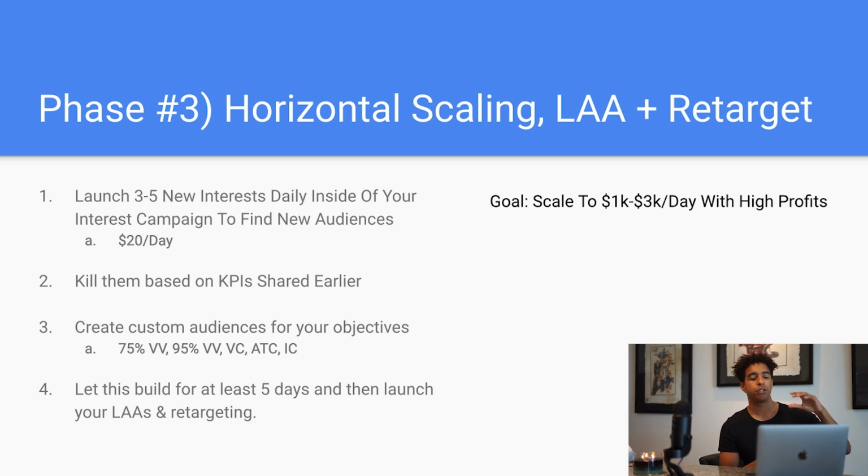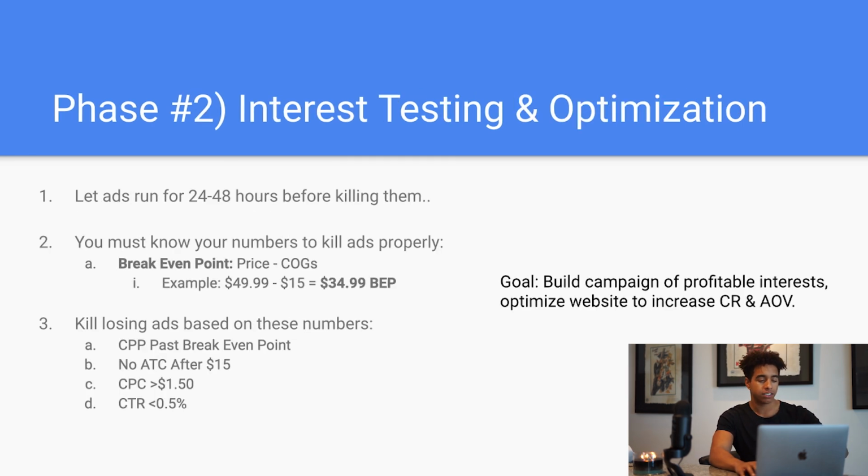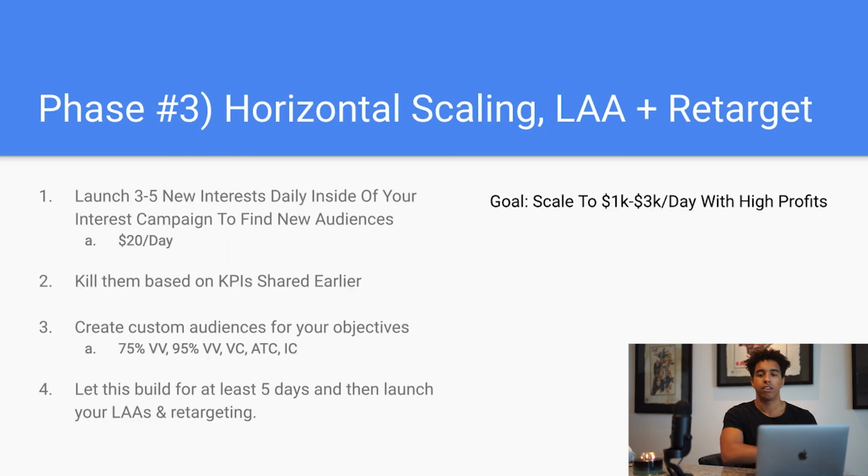So the next thing that you want to do is scale horizontally. This just means introducing more audiences into your campaign and launching it to more people. So what you want to do for this is launch 3 to 5 new interests daily inside of your campaign to find new audiences. And since you already know this product is selling well, set them at $20 a day because you want to kickstart them. You want to give them a good budget. It's going to get some more momentum flowing for your business. And then kill those based on the KPIs I shared earlier. You can have these numbers, take a screenshot, but kill those ads based on the numbers there and keep the winners.